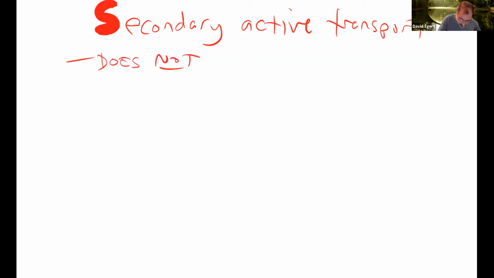Does not use ATP directly. I mean, I'm gonna say these words, and they're probably gonna be like, what is he talking about? But it's gonna make more sense when I just show you an actual example. This is something that's way easier to show than say.